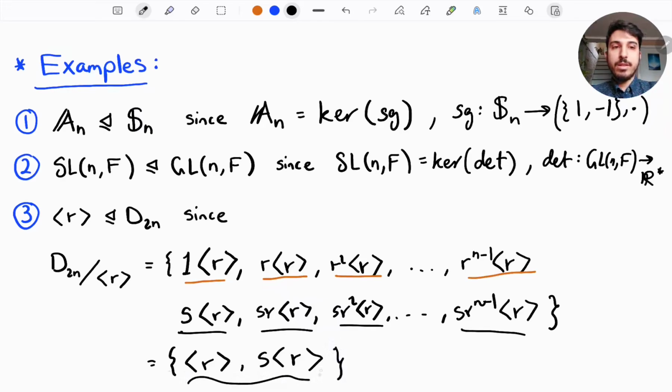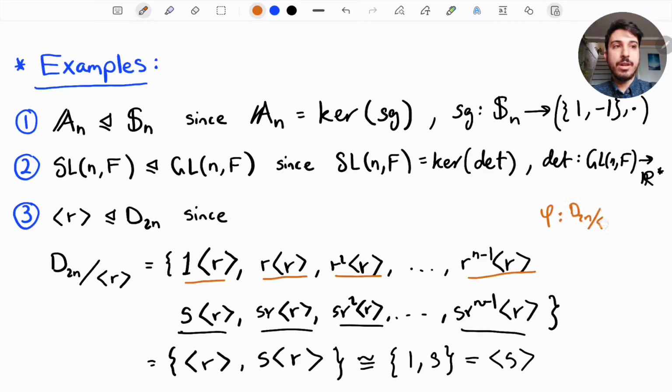So this set here, we want to know if it's a group or not. And the answer is yes, it is a group, and it's actually isomorphic to the group generated by S. The reason these two are isomorphic is we can explicitly define the isomorphism phi from D2N slash R to the subgroup generated by S, where you take the element, which is either R or SR. So R is sent to the identity, and SR is sent to S. So simple as that. That is the homomorphism defined.